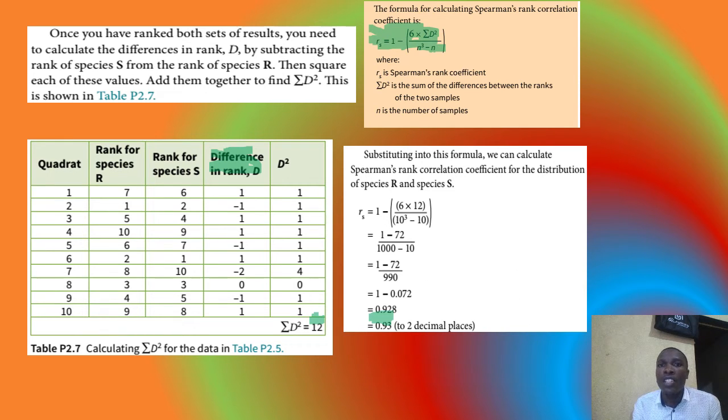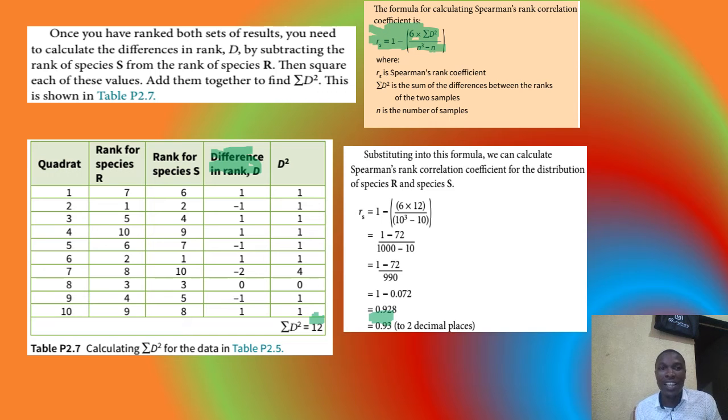So Spearman's rank correlation is always calculated using this formula. This is the formula we use to calculate Spearman's rank correlation. In this formula, you can see we have 6 times the summation of d squared over n cubed minus n. d stands for the difference in rank. Then n represents the number of quadrats that were thrown.